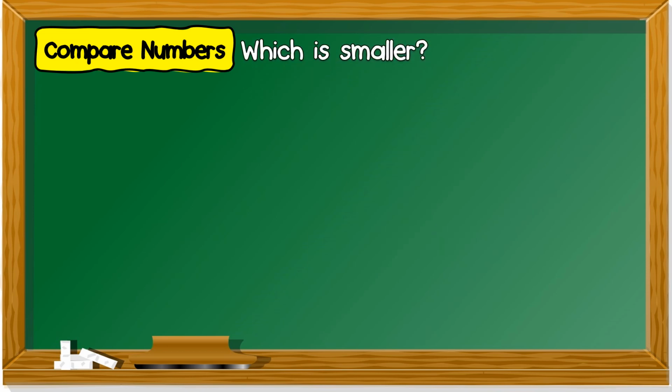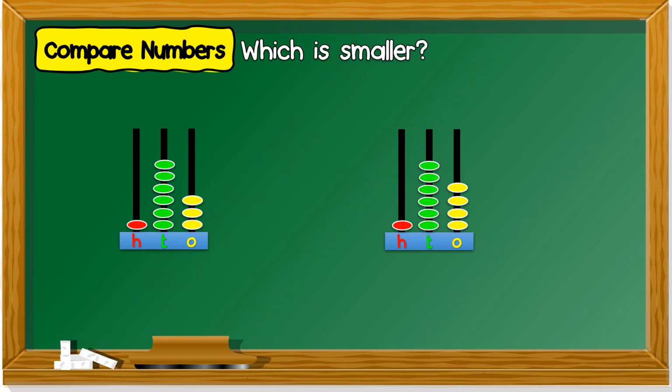Next example. Which is smaller? There are 2 sets of abacus. I let you count first. I'll give you 1 minute and you count how many beads for each. Then I'm going to give you the answer and you can compare.